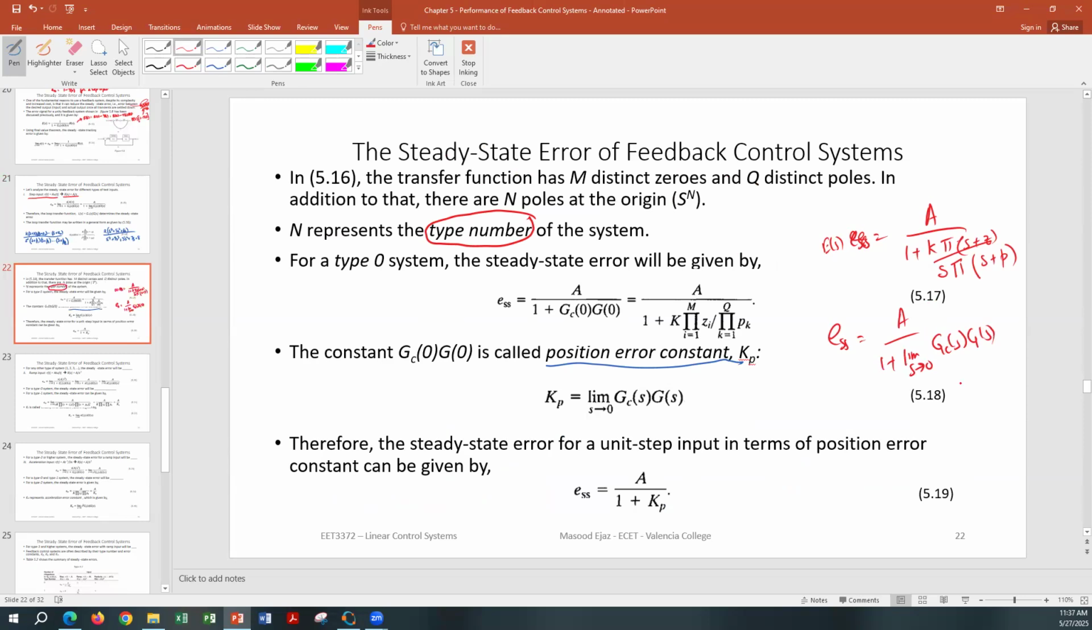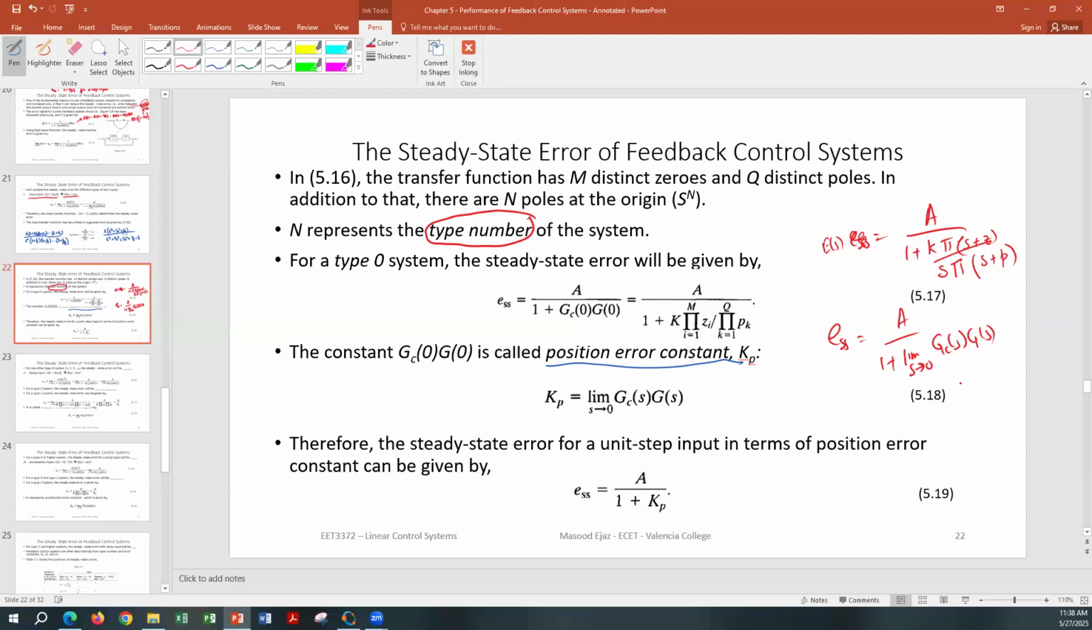When you put limit s tends to 0, what are you going to get? 0. You're going to get 0 steady state error. What if your system is type 2, s squared? Still zero. So anytime your input is step and your system is type 1, 2, 3, 4, whatever, your steady state error is always going to be zero.